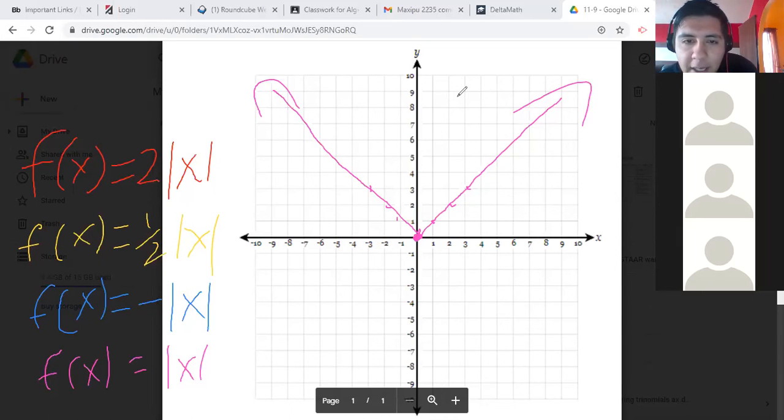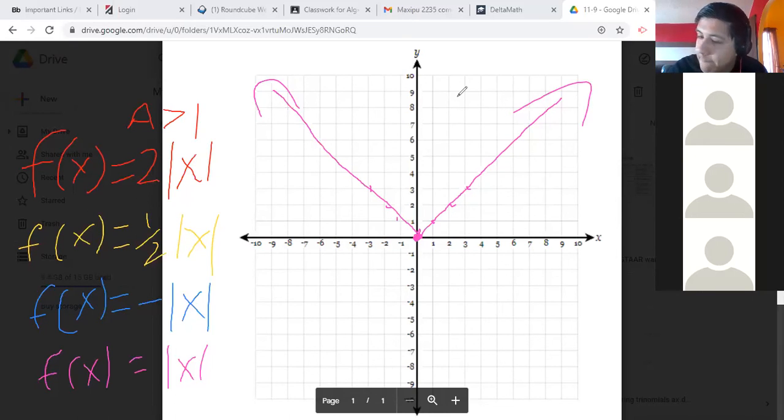So if this is our a, we're talking about our a. If a is greater than 1, what kind of transformation do we have there? Since our a is greater than 1, because we're looking at the first graph, f of x is equal to 2 times the absolute value of x, so that'd be a. That would be a vertical stretch.